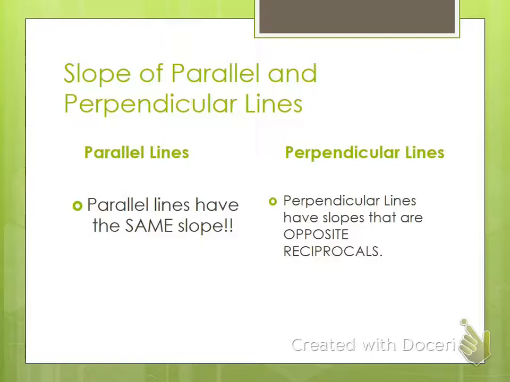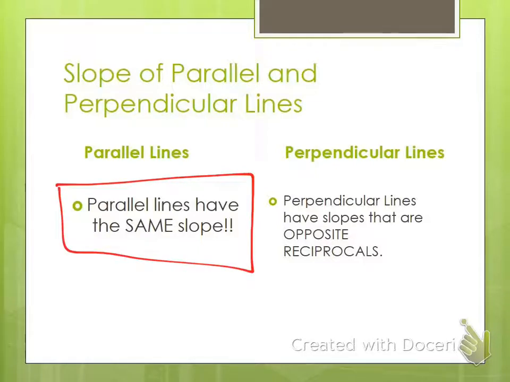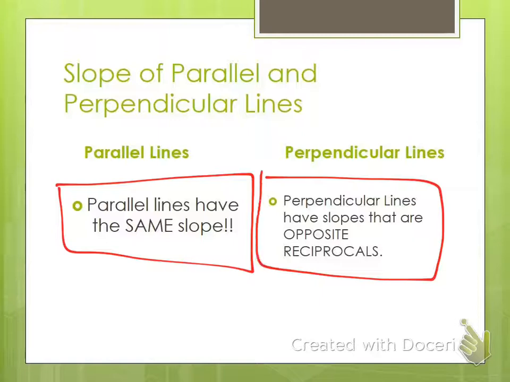All right, on your notes, you've got these little boxes for these notes to go in. So this information here is what's going in those boxes. We are dealing with parallel and perpendicular lines. Parallel lines always have the exact same slope. Perpendicular lines have slopes that are opposite reciprocals, which means their sign is different. One's positive, one's negative.